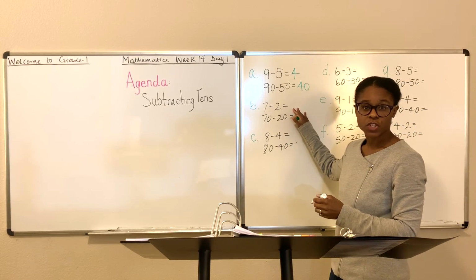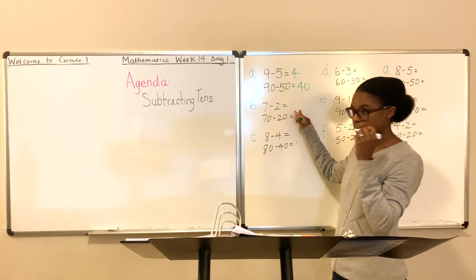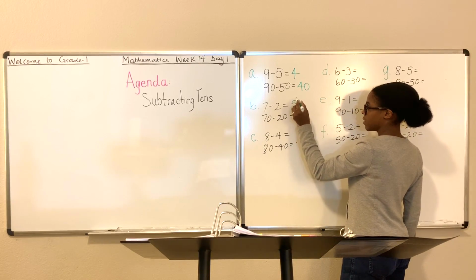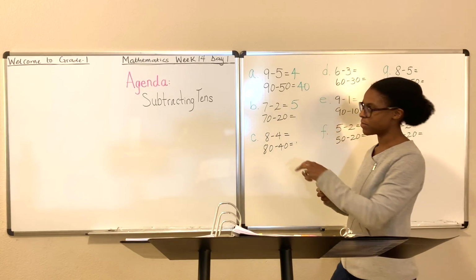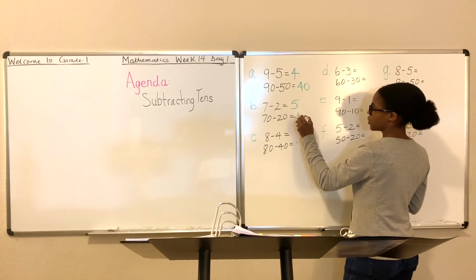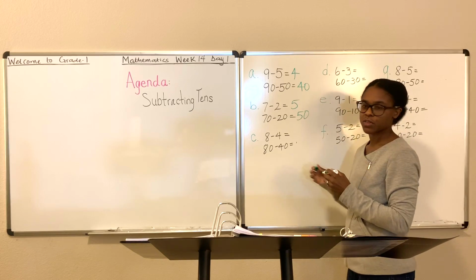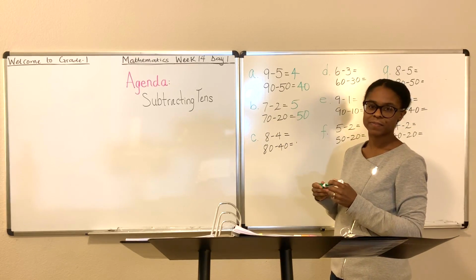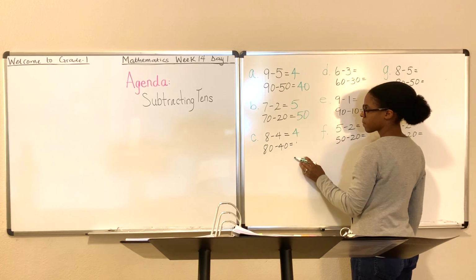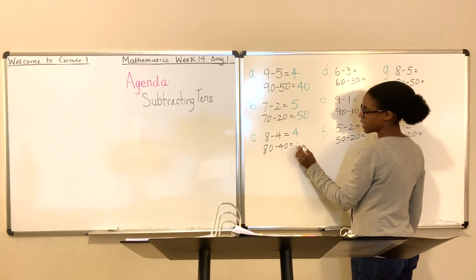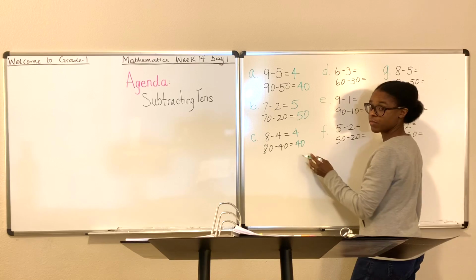7 minus 2. We just went over this one. 7 minus 2 is 5. So then what's 70 minus 20? Same thing. 7 minus 2. You just want to add your 0. Bring your 0 across for 50. 8 minus 4 is 4. So 80 minus 40 is still 40.